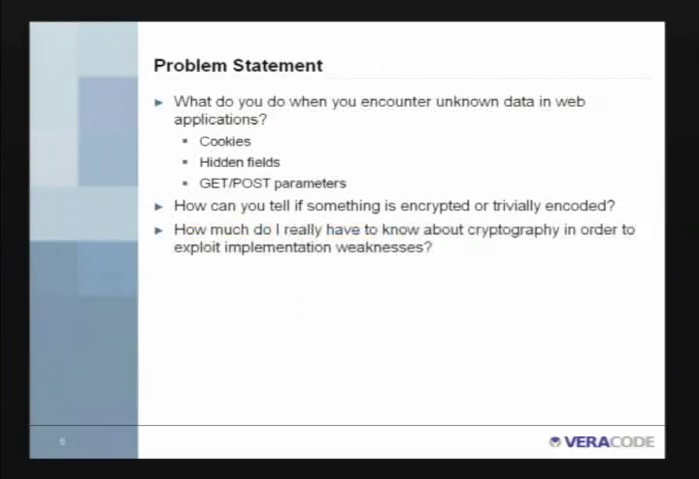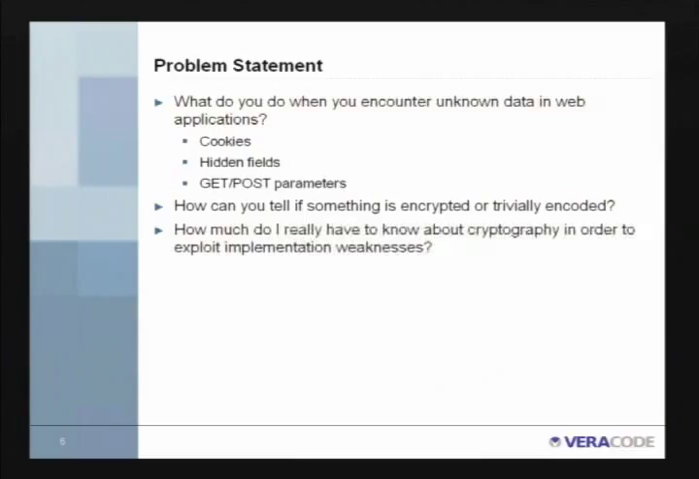So the problem is this. What do you do when you're doing a web application pen test and you encounter unknown data? That can be any number of things. It can be a cookie that gets issued by the application. It can be hidden fields or GET/POST parameters that get sent back and forth between the browser and the application server. Sometimes these things are very transparent. They're ASCII, readable text. Other times they're just what we like to call blobs of stuff, and it's not evident just looking at them with the human eye what they are.